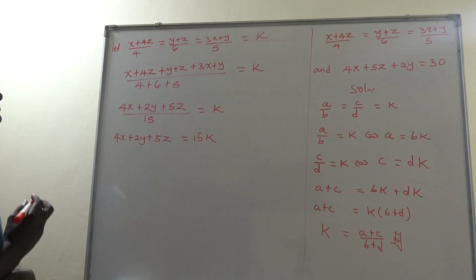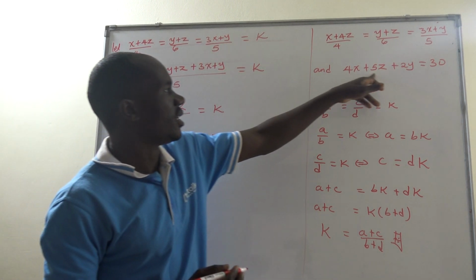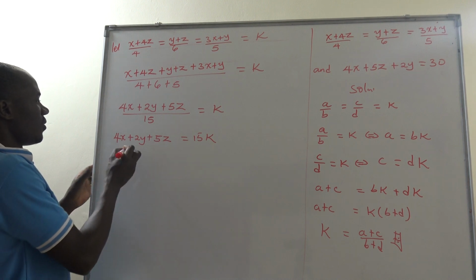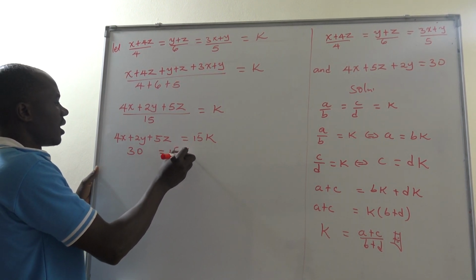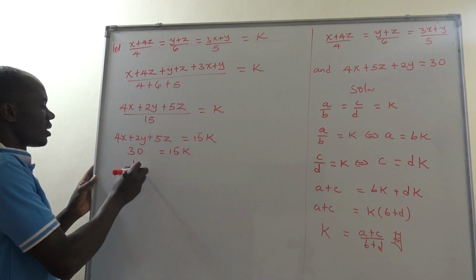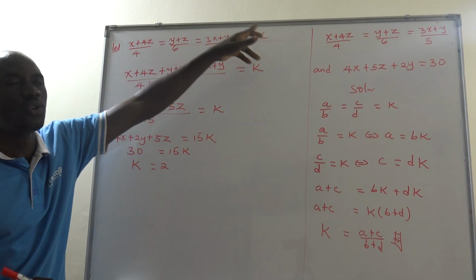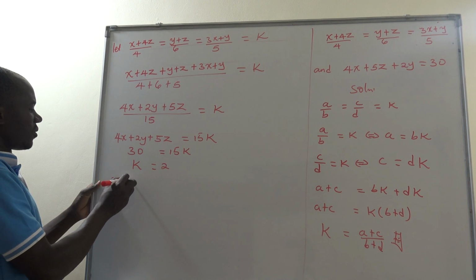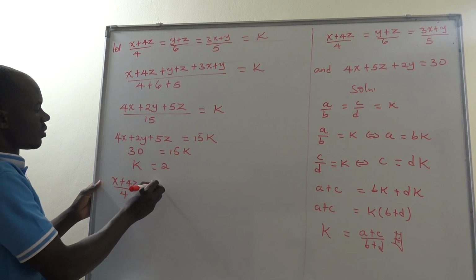But do we know our 4x plus 2y plus 5z? It is already this one, which is given as what? As 30. So we are free to substitute and we say 30 equals 15k. So dividing out by 15, we are coming out with k equals 2. So from there, every stuff is equal to k. So we are going to start now. x plus 4z out of 4 equals k, which is 2.